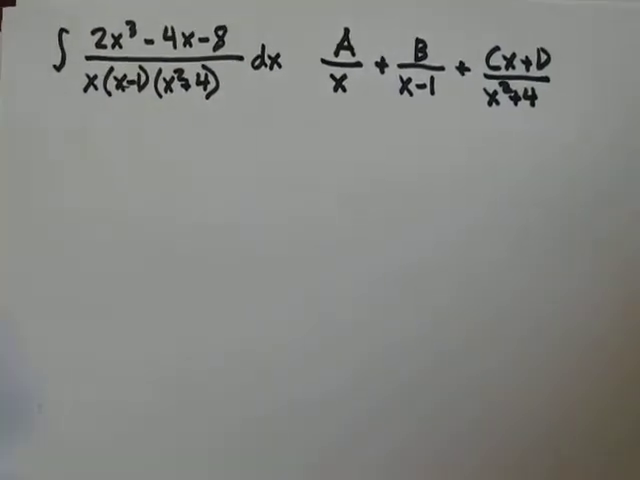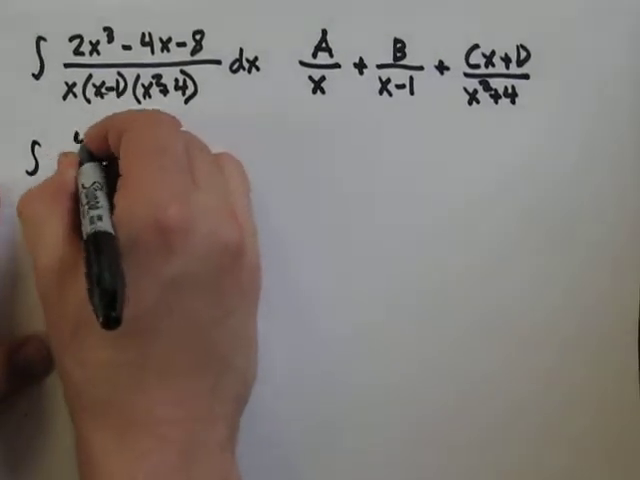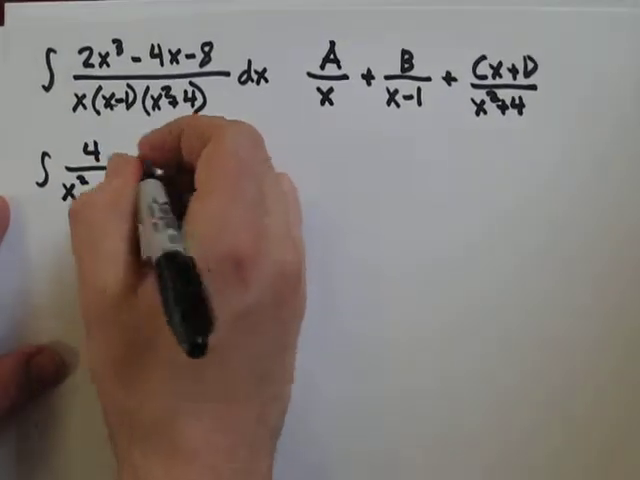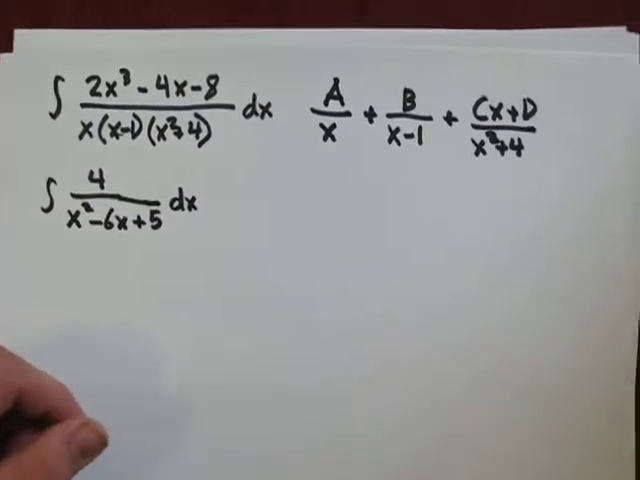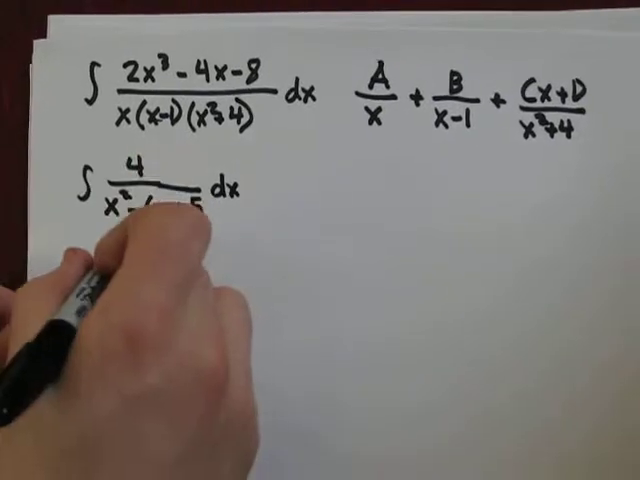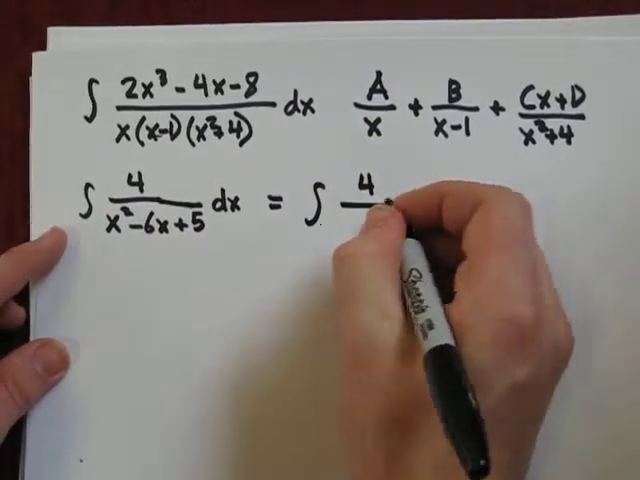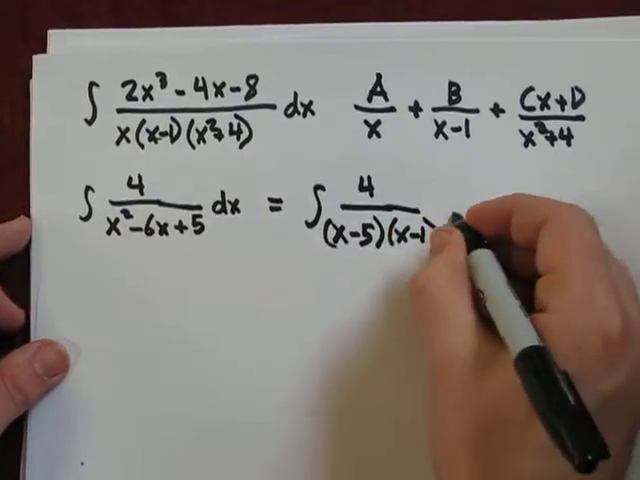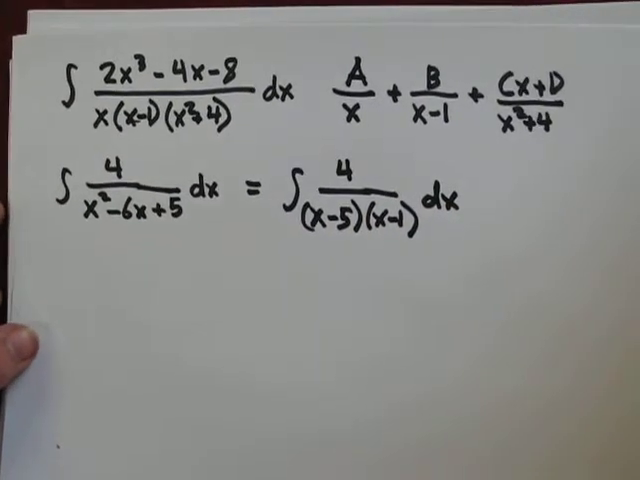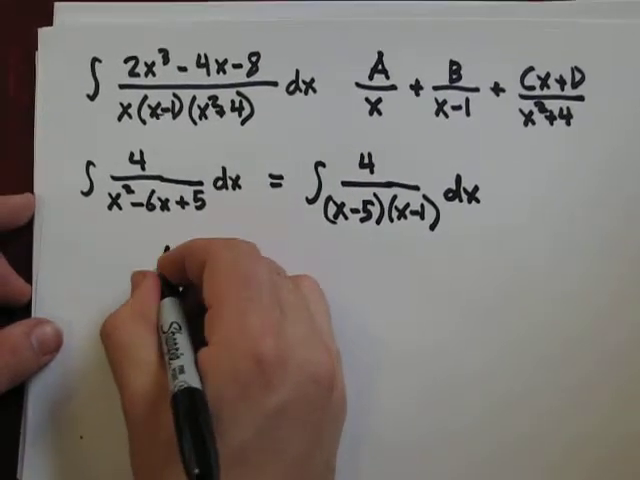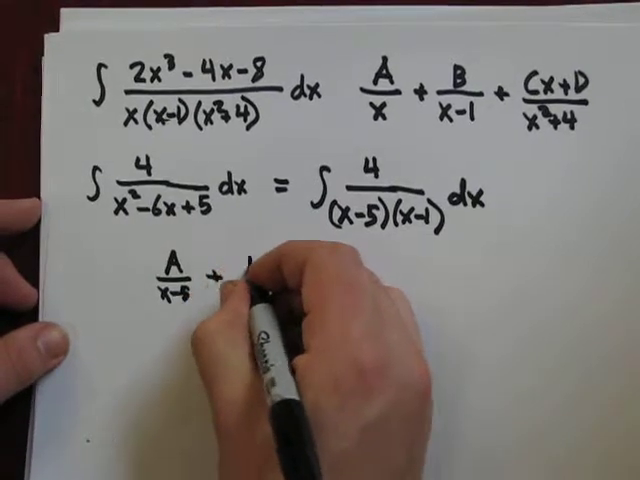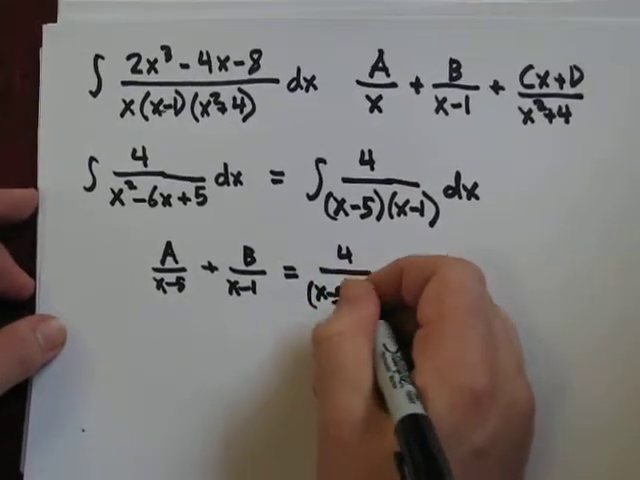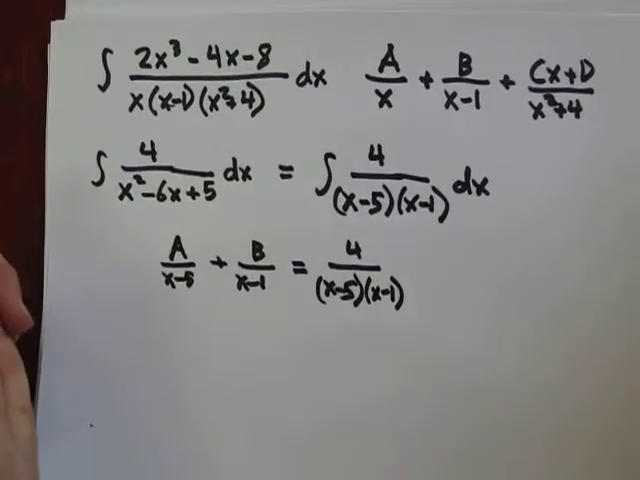Another example is a simple integral in which it doesn't look like you can use partial fractions, simply because you just have a trinomial in the bottom. But you can factor this so that it becomes (x minus 5) times (x minus 1) instead of x squared minus 6x plus 5. And with that, you can then apply partial fractions. So it would be A over (x minus 5) plus B over (x minus 1) equals 4 over (x minus 5)(x minus 1). And then apply the same method that we discussed earlier.